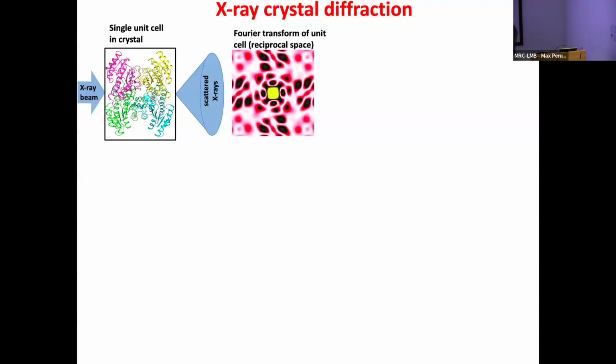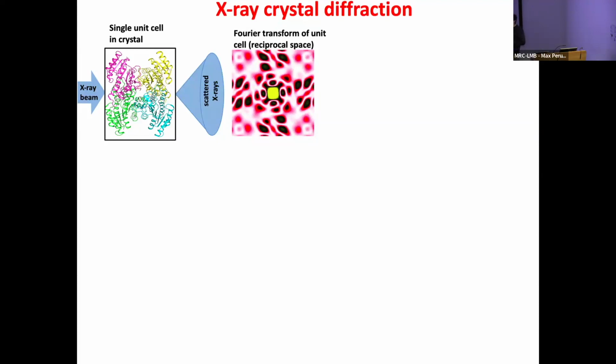And then that will give you something called the Fourier transform of your molecule. That will look like something like that. However, because X-rays interact very little with matter, there's no detector in the world that will be able to detect this signal. So you will never see this image, okay?